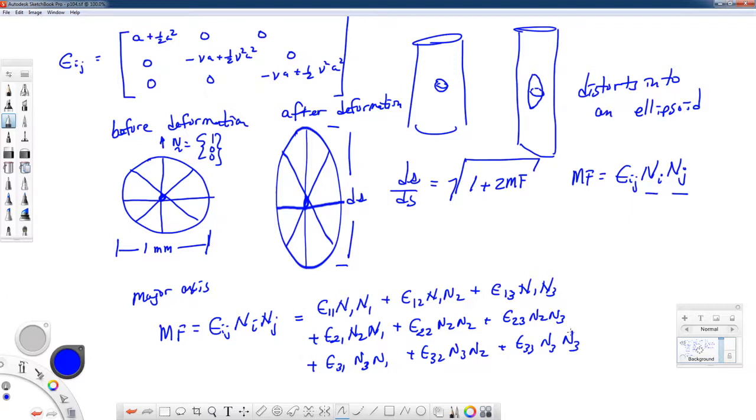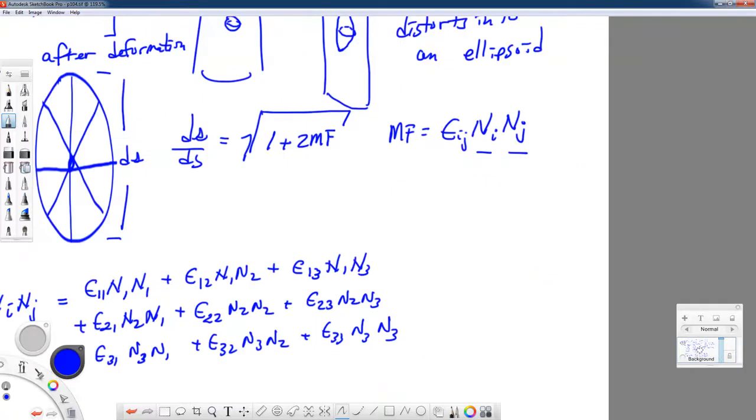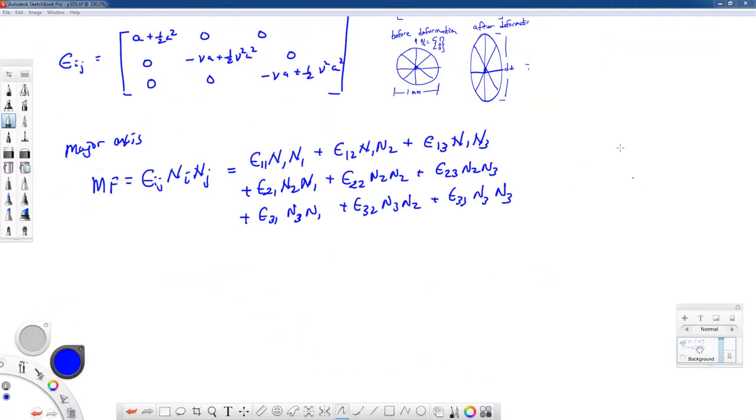Alright. Now with n1 being the only non-zero component of that unit vector, we end up being able to quickly reduce this down to just epsilon 1,1 times 1 times 1. And so this magnification factor then would be a plus 1/2 a squared.